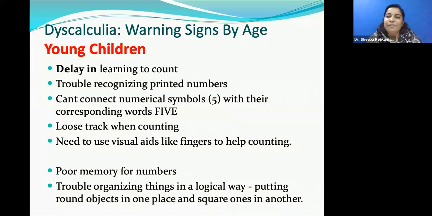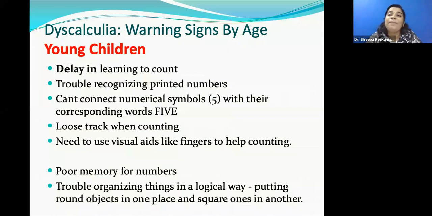That is, they may write 5 as a numeral, but in letters they may write 4, F-O-U-R, because they can't connect that idea. They lose track when counting. They may be counting, lose track in between, and need visual aids like fingers to help. Some people, after using their fingers, even go to their toes. Still, they don't get the answer. That's a problem with them.